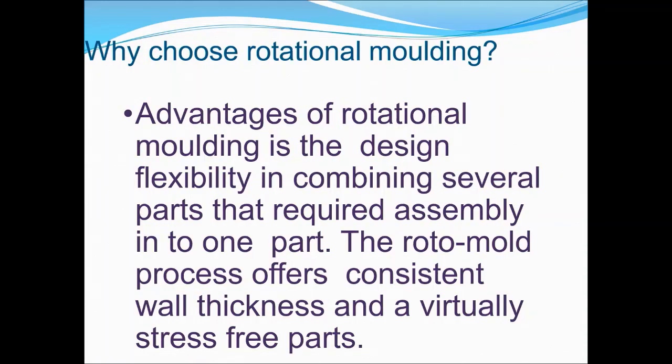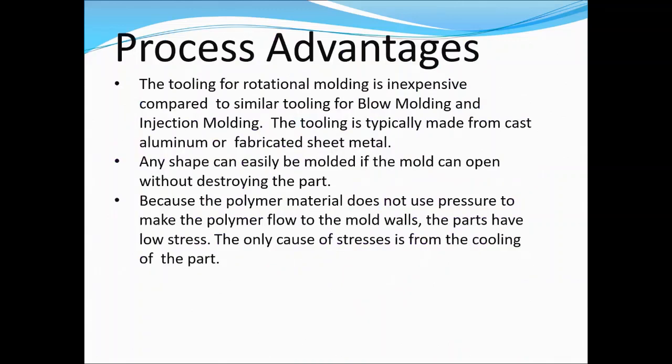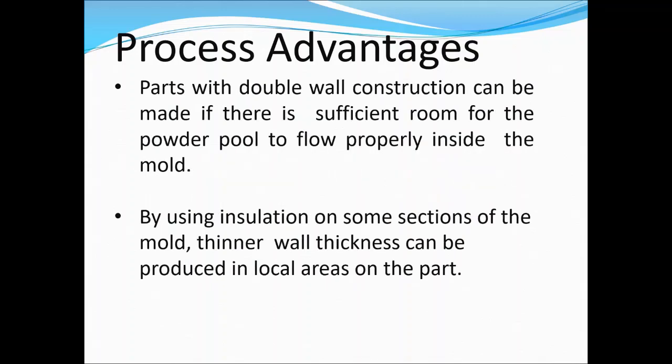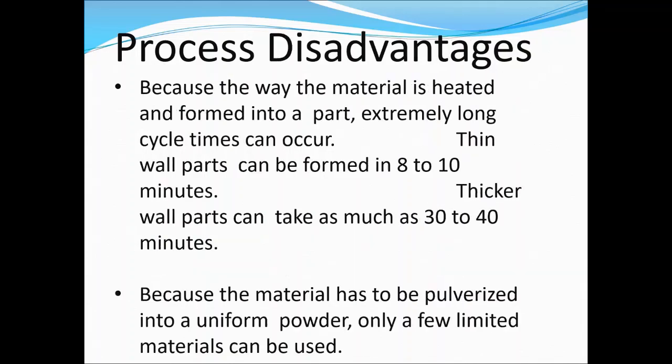Process advantage: tooling for rotational molding is inexpensive because pressure is not used on the polymer material. Another advantage: except for corners, the parts have uniform wall thickness. By using insulation on some sections of the mold, thinner wall thickness can be produced. The main disadvantage is that warpage of the part can occur if the mold is not cooled.